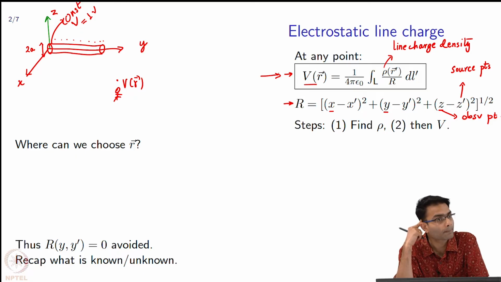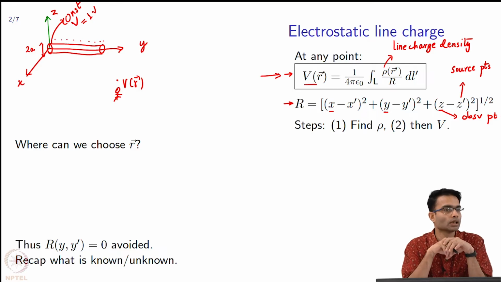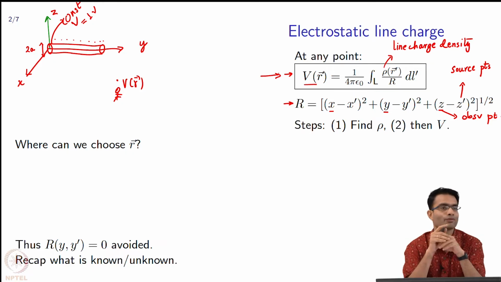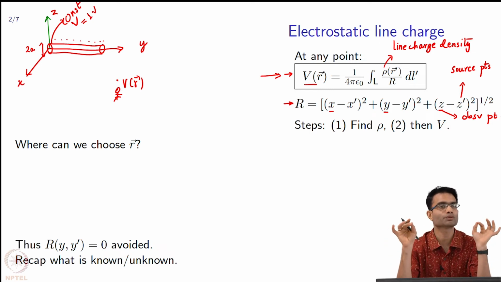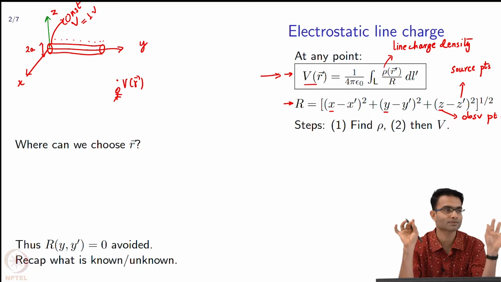Do I know rho as a function of r prime? As a function of the length along the wire, do I know the charge density? If I knew it, the problem would be done. Then I just have to evaluate this integral and I will get V. But do I actually know the charge distribution? I do not know, right. I gave you a wire, all I told you was that it is connected to a constant voltage source. So the voltage along the wire is 1 volt.